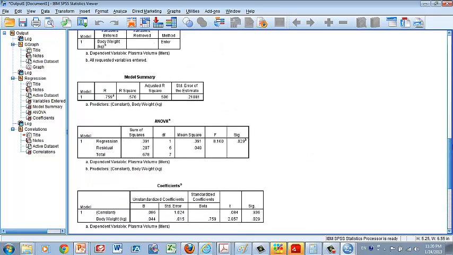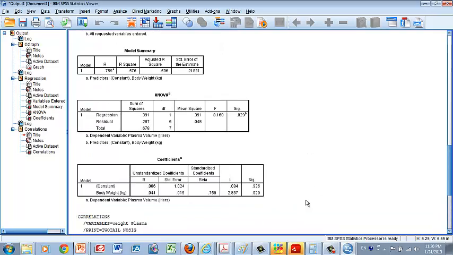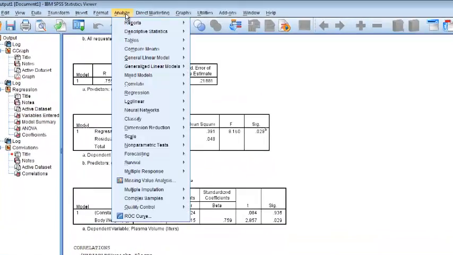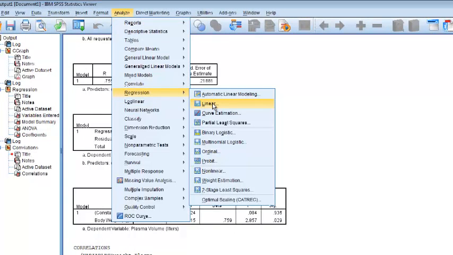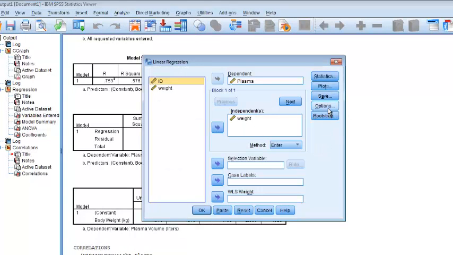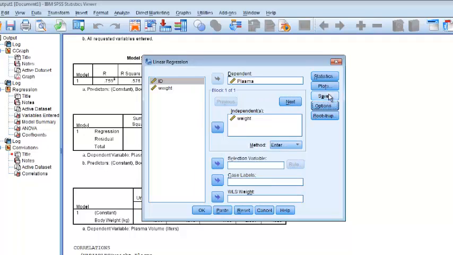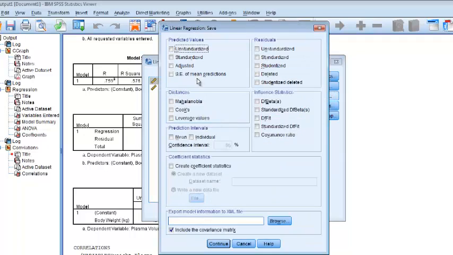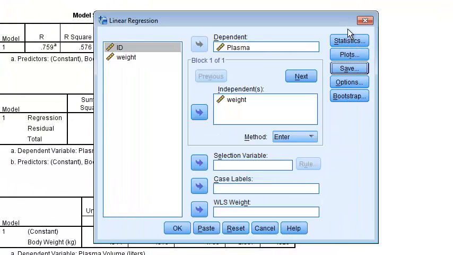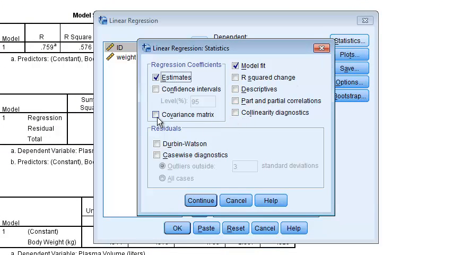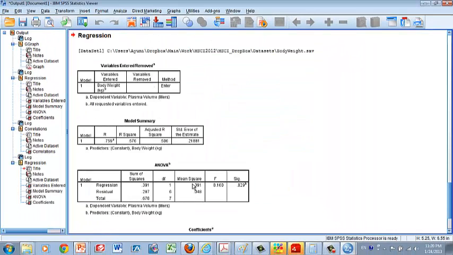And you could add the confidence interval to this. To do that, you go back to linear regression and click on options, and there is an option for confidence interval. Yes, here. You click confidence interval, continue, and OK.